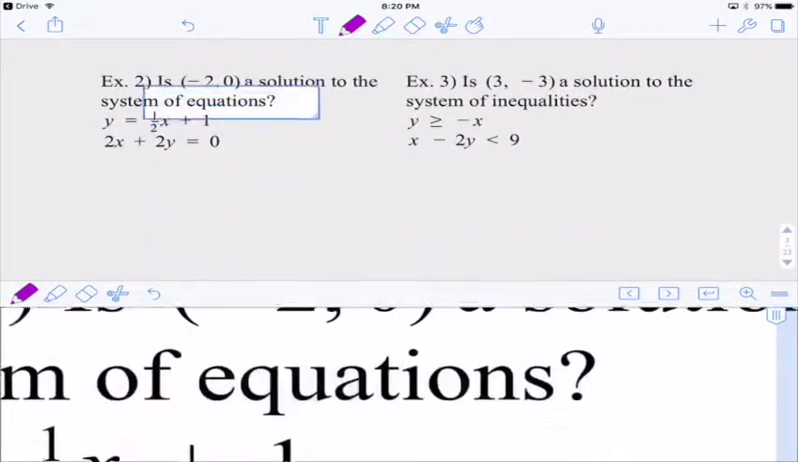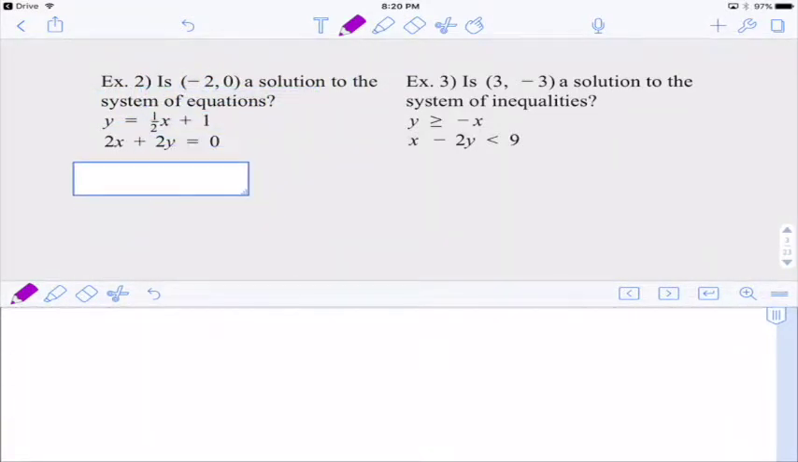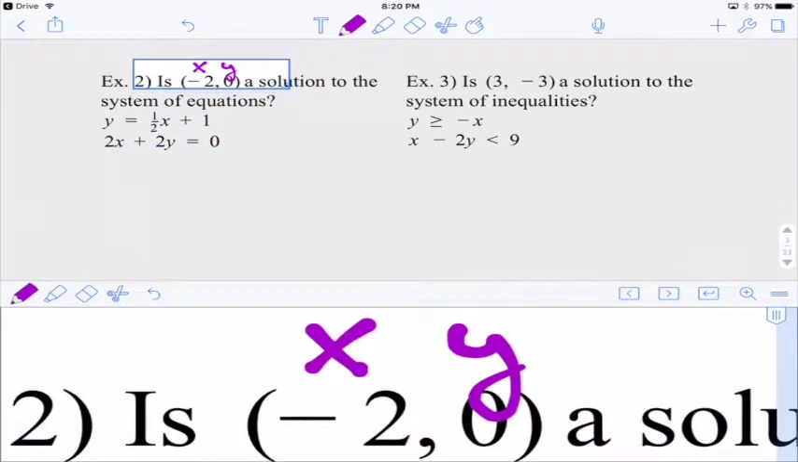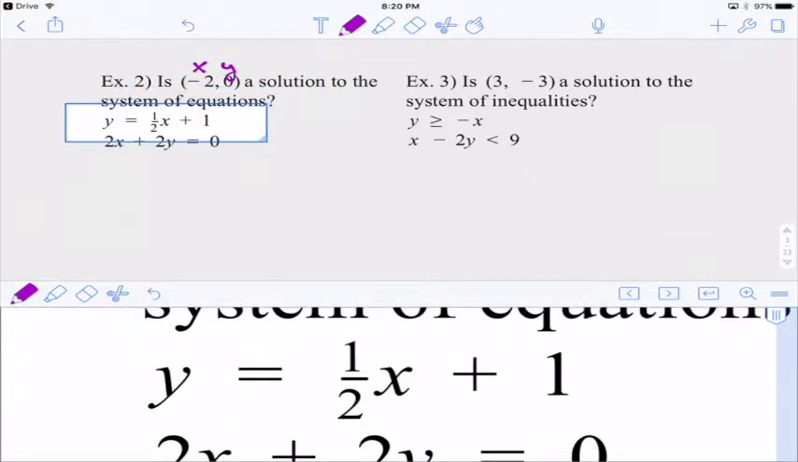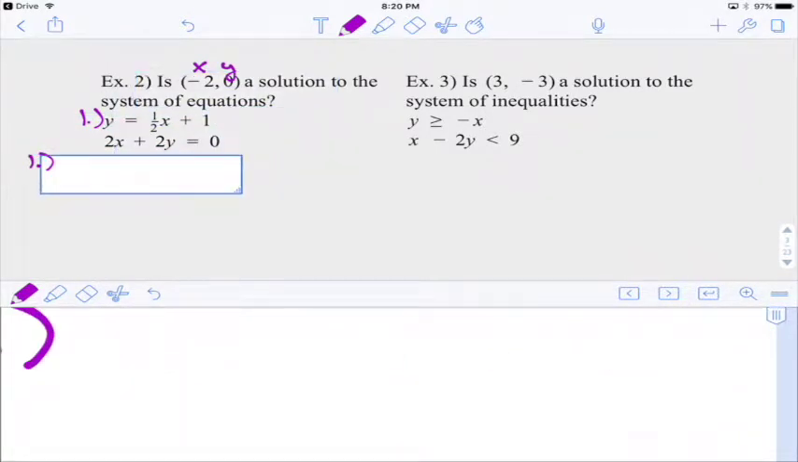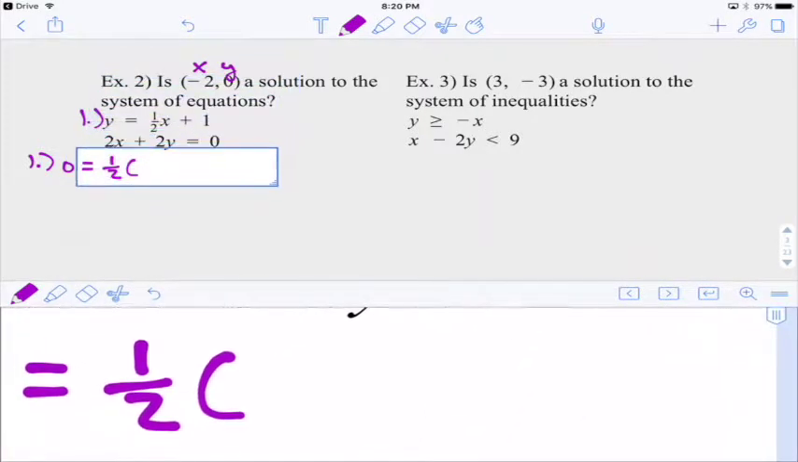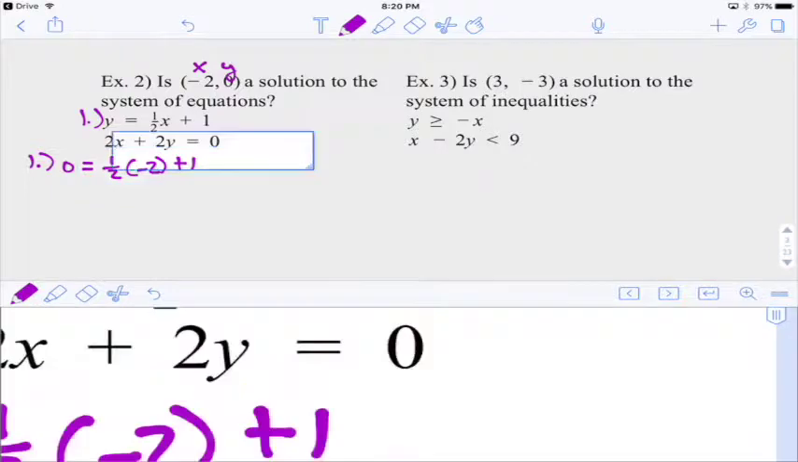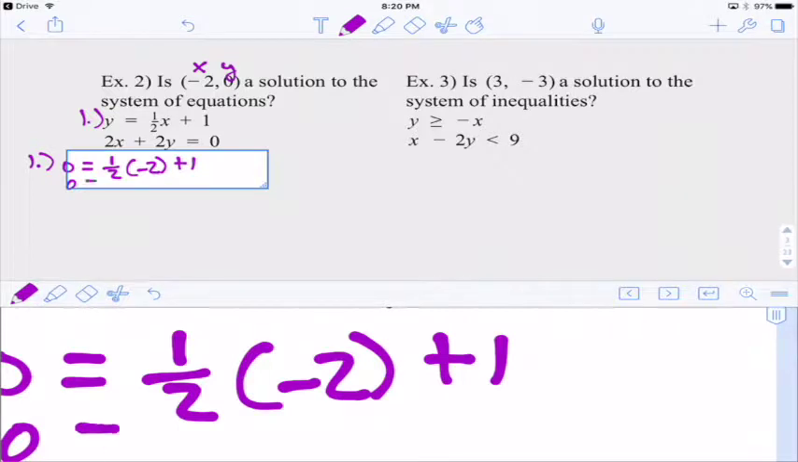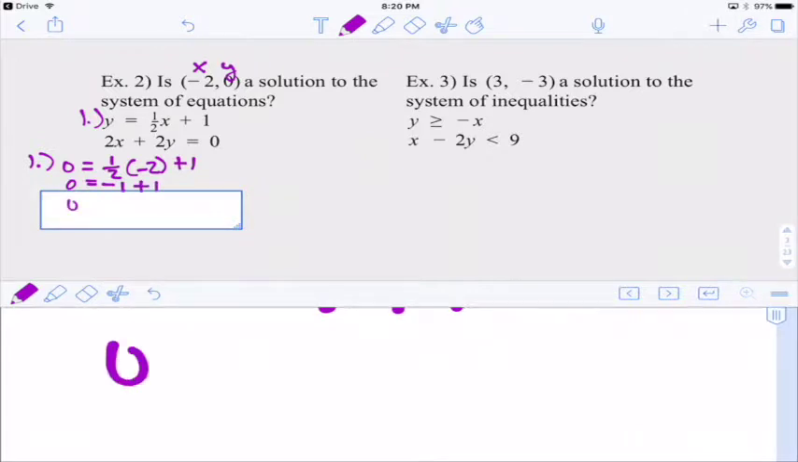So, is (negative 2, 0) a solution to the system of equations? Well, we have to check both. So, this is x, this is y. Going to make that substitution. So, in my first equation, I'm going to check it. Our y was 0, so 0 equals 1/2 times negative 2 plus 1. I'm plugging into the first one. Well, 1/2 of negative 2 is negative 1. Negative 1 plus 1 is 0, so 0 equals 0.